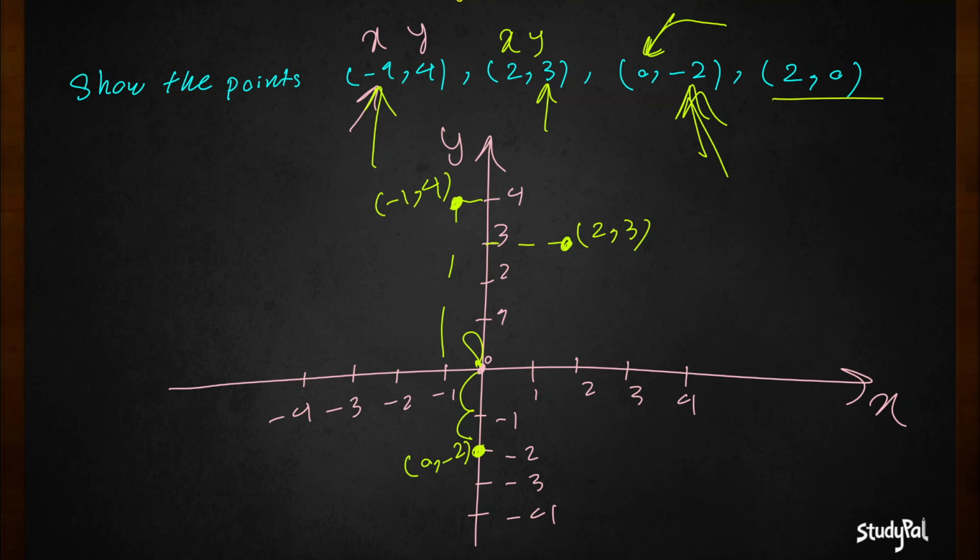And the last point is 2 and 0. It means you need to go 2 steps to the right and 0 steps downward or upward. So with respect to the y-axis, you just stay where you are. So your point is here, 2 and 0.